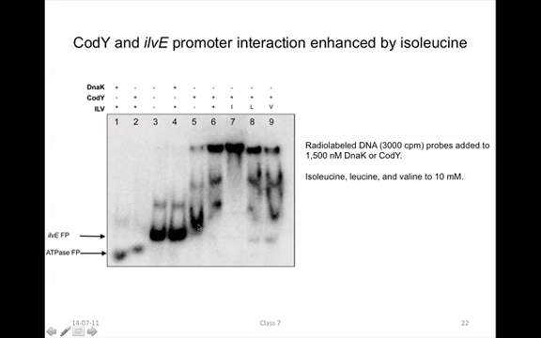Now, if you add a little bit of CodY, there is a little bit of a complex, but it needs the branched amino acids. And as you can see, once you add the branched amino acids, you get a nice complex formed. Next, in 7, if you add isoleucine, you get a really good complex. But leucine and valine don't give as good a complex. So it's even dependent upon which amino acid you add to the whole mix.